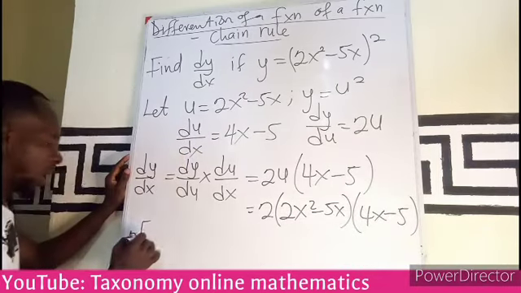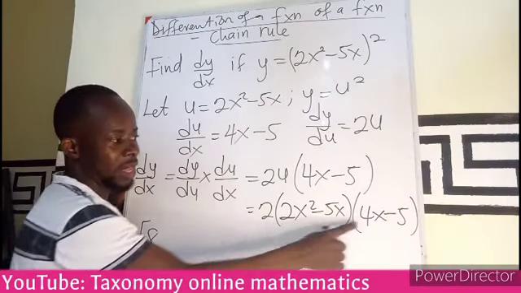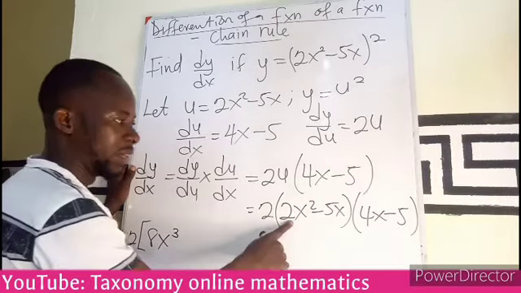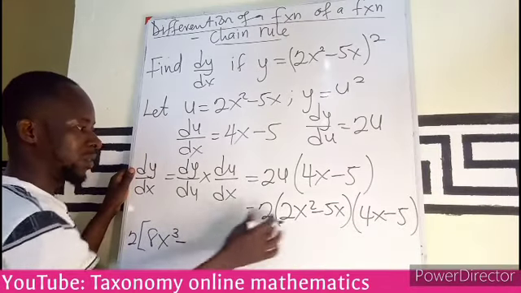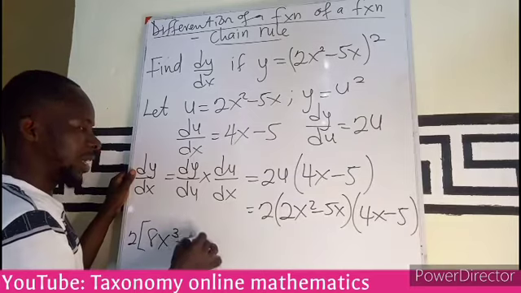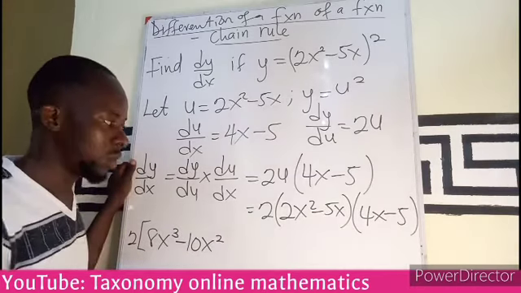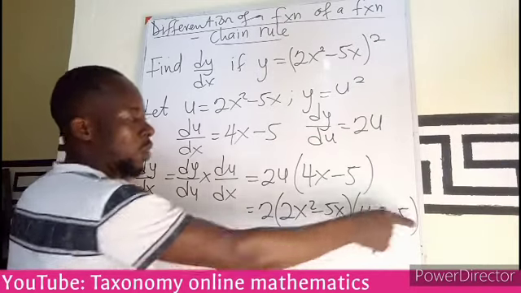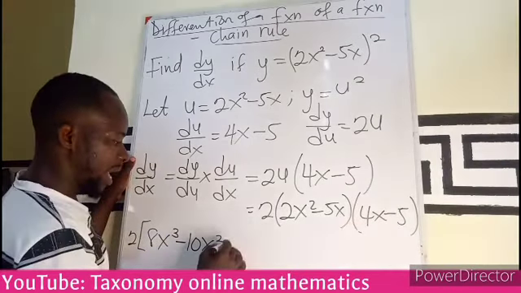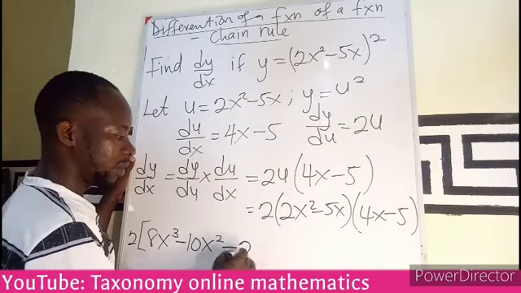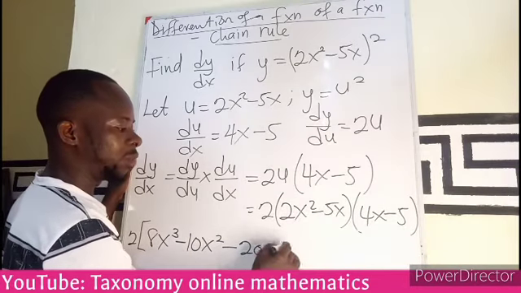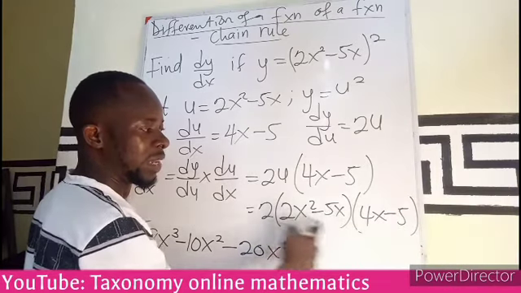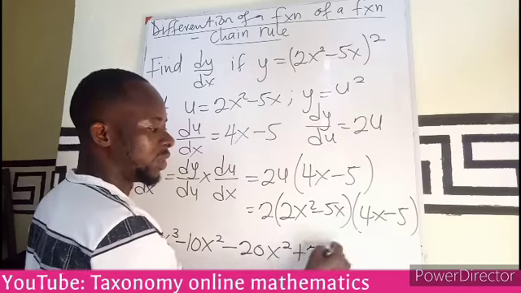2 times 4, I'll have 8x squared times x, that will give me x exponent 3. This is also multiplying this, so minus 2 times this is minus 10x exponent 2. So this multiplying these 2 terms, then 5x will also do the same. So 5x times minus 4x gives minus 20x exponent 2, then negative 5 times negative 5 will give us 25x.